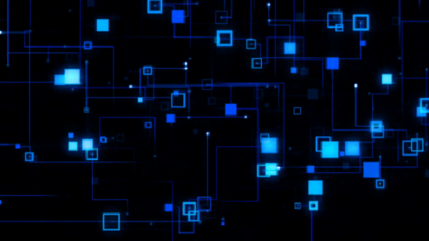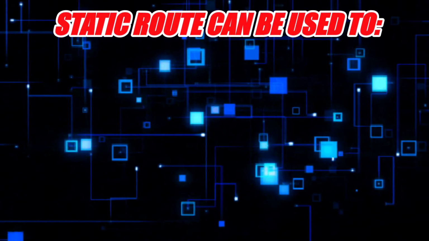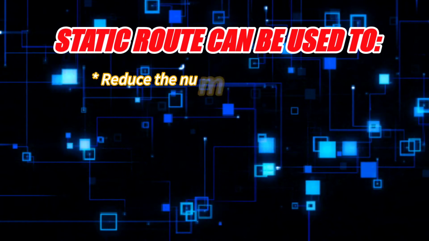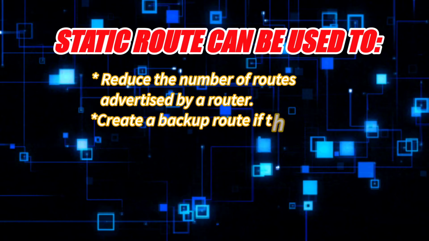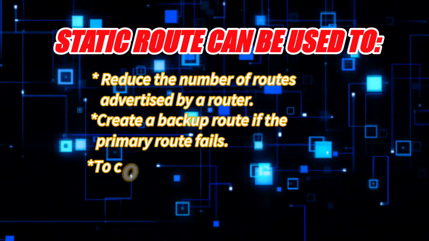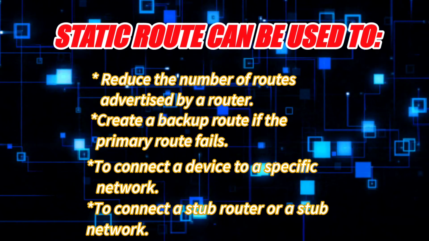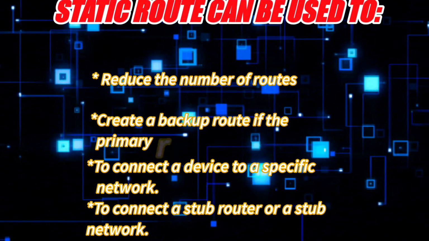So guys, what does a static route do? A static route can be used to reduce the number of routes advertised by a router, create a backup route if the primary route fails, connect a device to a specific network, and finally, connect a stub router or a stub network.